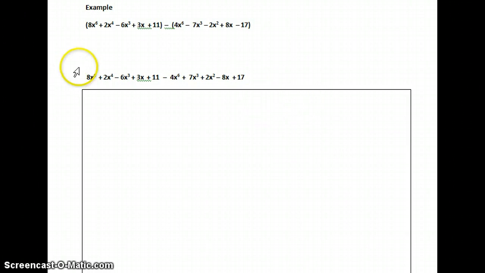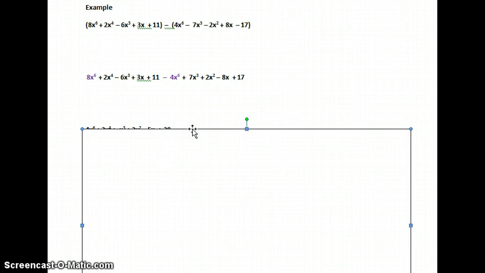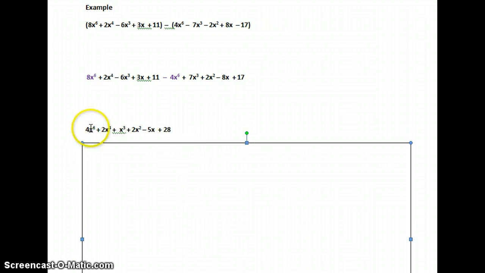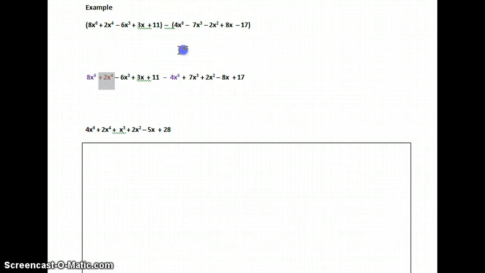So I'm going to combine some like terms. I have 8x to the sixth minus 4x to the sixth. That's a simple 8 minus 4, giving me 4x to the sixth. Now, again, there's no x to the fifths, so I'll look for my x to the fourths, and all I have is, let's call this red, plus 2x to the fourth. So bring it on down.